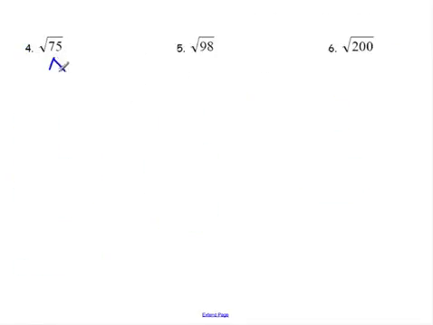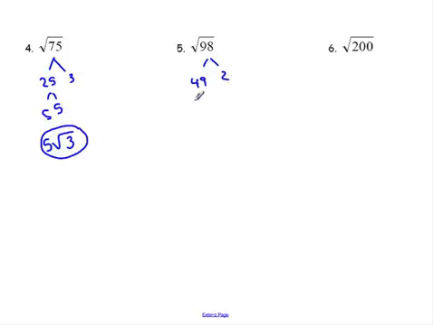factorization. We'll break 75 down into 25 and 3. That gives us 5 and 5. We'll say, are there any pairs? There's a pair of 5s. What's remaining is the square root of 3. 98 can be broken down into 49 and 2. That gives us 7 and 7, so we have 7 times the square root of 2.